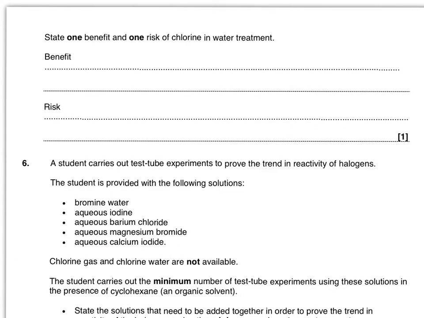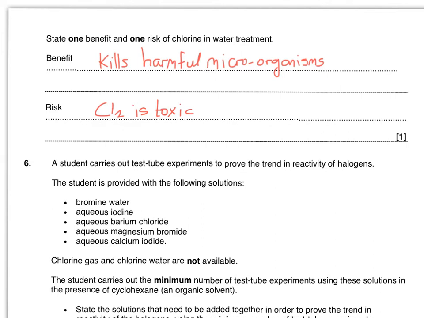So this is again recall, a benefit and a risk of chlorine in water treatment. The 2 most simple answers are there, but you could also say that compounds of chlorine are formed which are carcinogenic. I would recommend just sticking to Cl2 as toxic because it's easier to remember. Now this next part is where quite a few people struggled, so I'm going to slow down a little bit and take my time here.